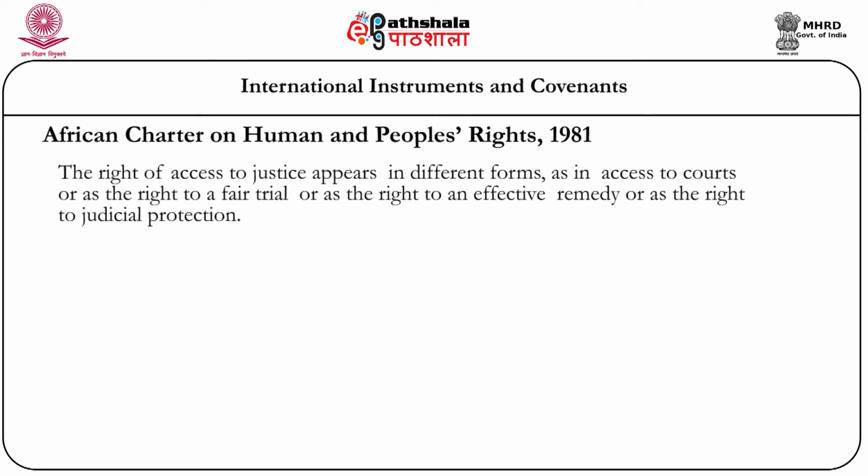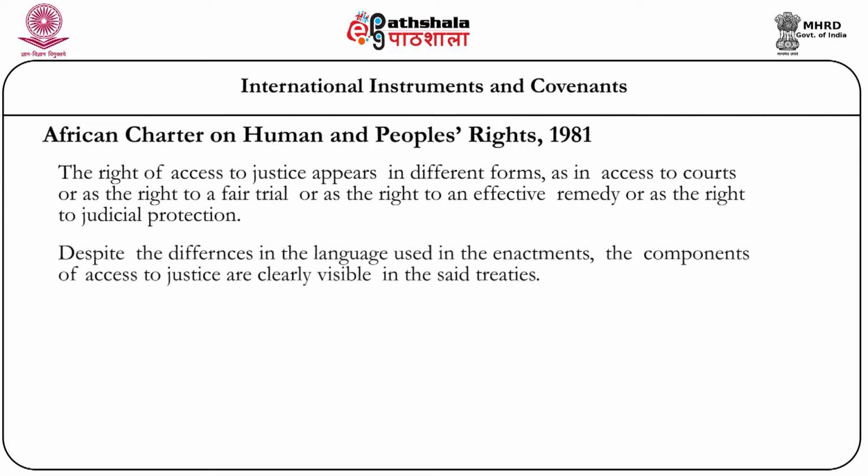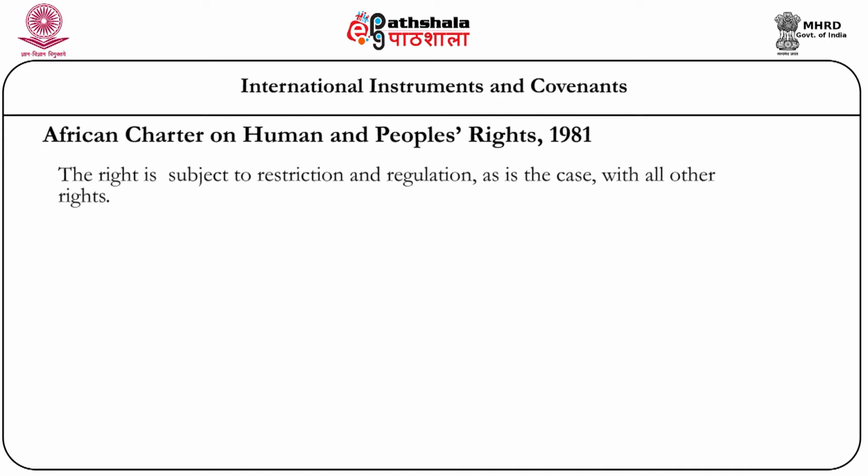The right of access to justice appears in different forms, as in access to courts, or as the right to fair trial, or as the right to an effective remedy, or as the right to judicial protection. Despite the differences in language used in the enactments, the components of access to justice are clearly visible in the mentioned treaties. The right is subject to restrictions and regulations, as is the case with all other rights.